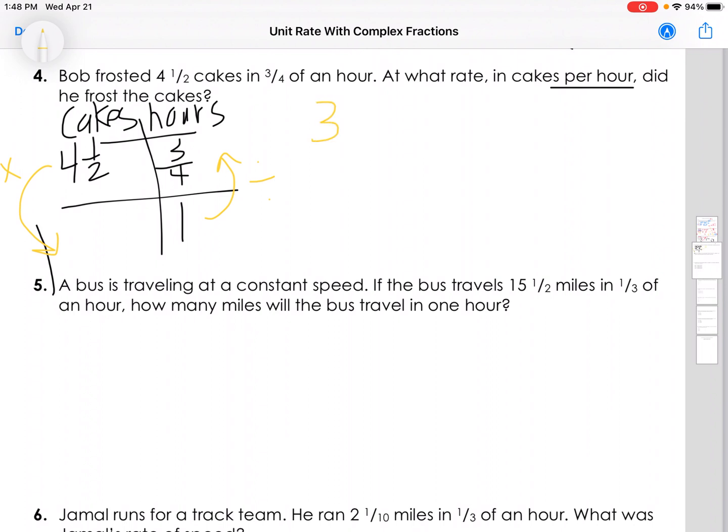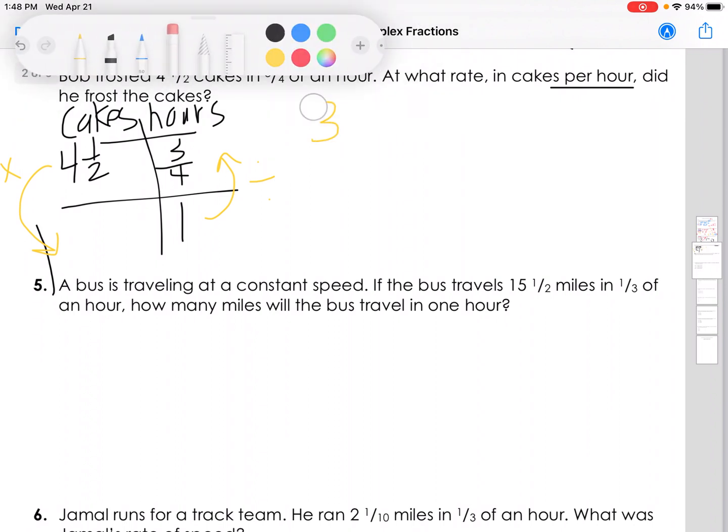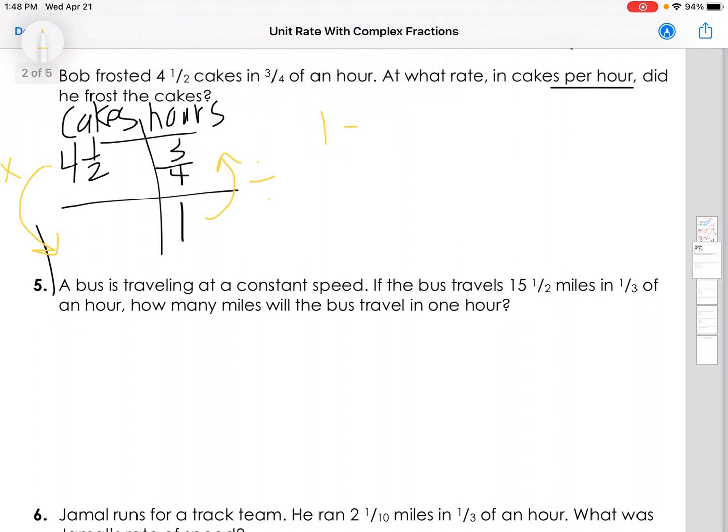So 1 divided by 3/4. So I have 1 over 1 times 4 over 3, because remember, when we're dividing by fractions, we keep, change, flip. So I end up with 4/3. So I'm going to multiply by 4/3 on this side.